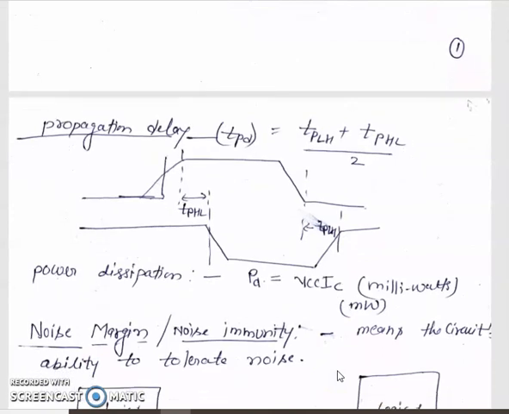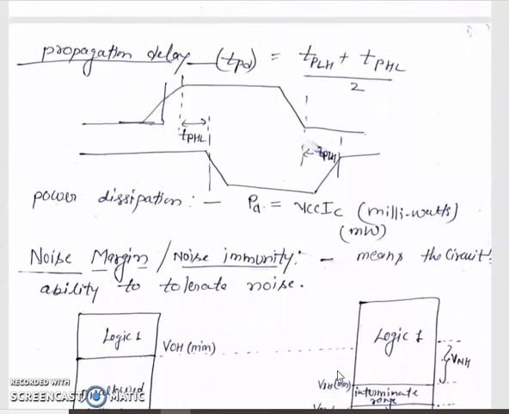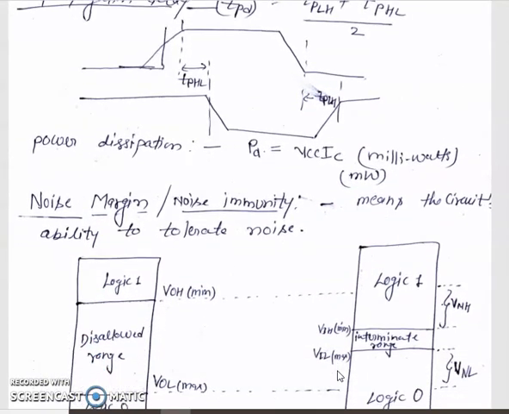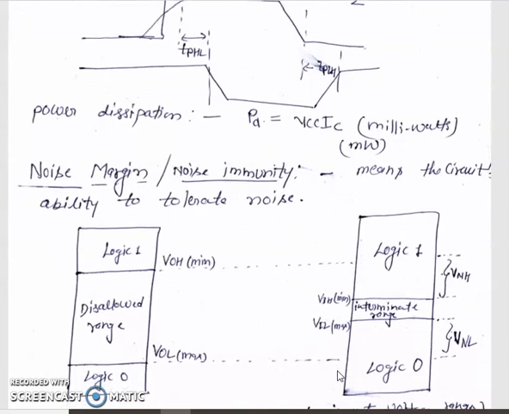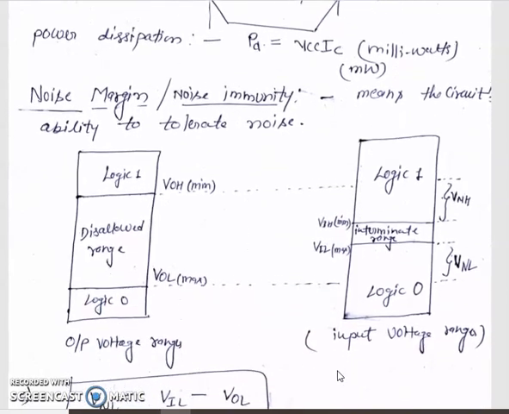Next is noise margin or noise immunity, meaning the circuit's ability to tolerate noise. सर्किट कितनी नॉइज टॉलरेट कर सकता है, that is called noise immunity and noise margin. It is explained by this diagram.